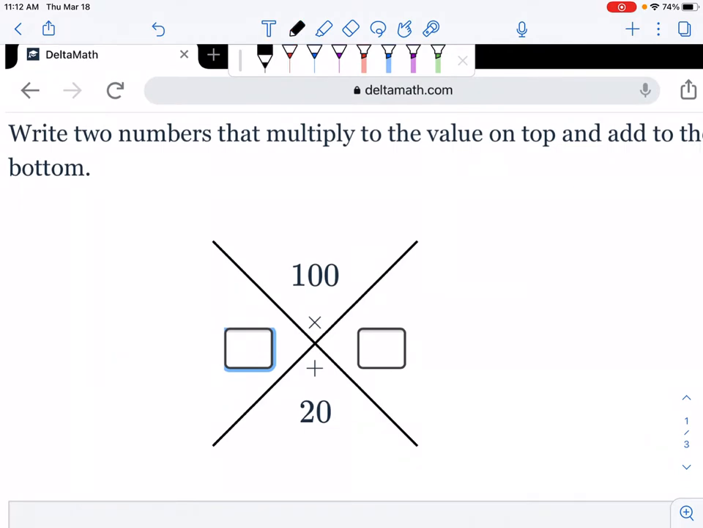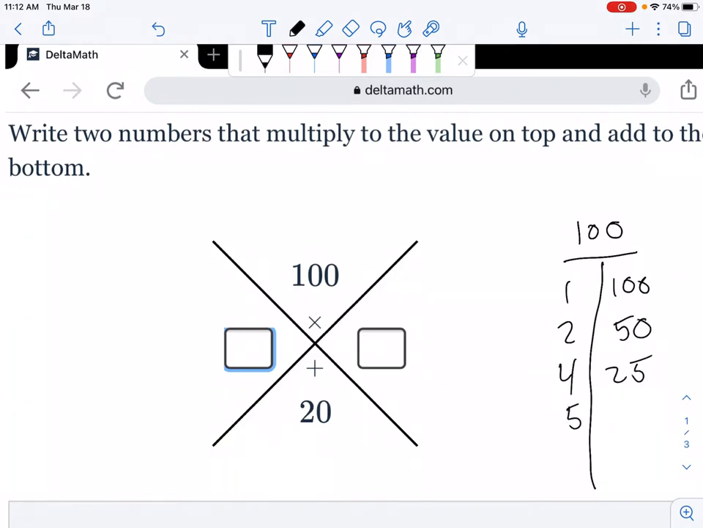And then for 100, if you were to list these out, 1 and 100, 2 and 50, 4 and 25, 5 and 20, 6 doesn't work, 7 doesn't work, 8 doesn't work, 9 doesn't work, 10 and 10. The only combination here that can get us to 20 is 10 and 10.